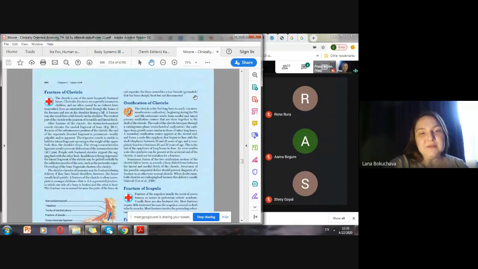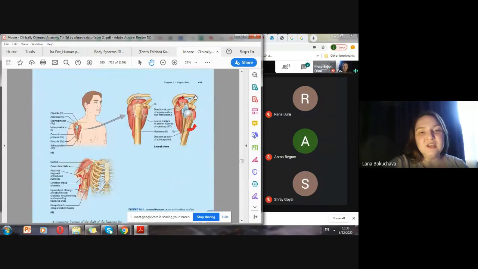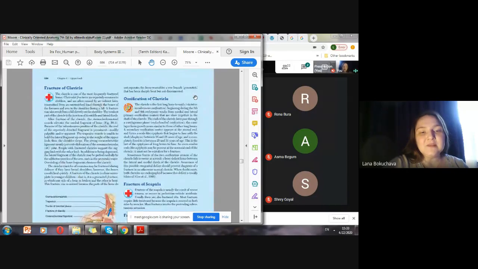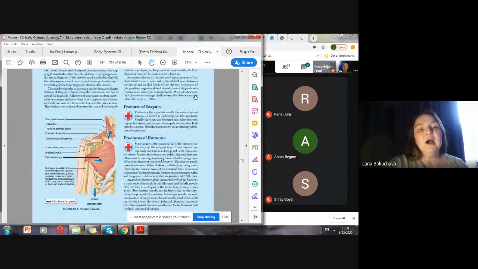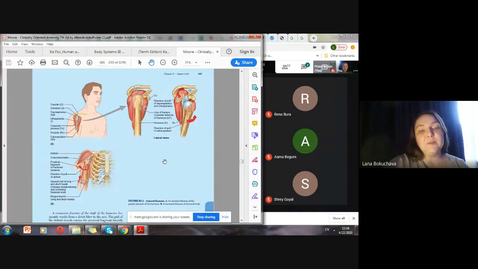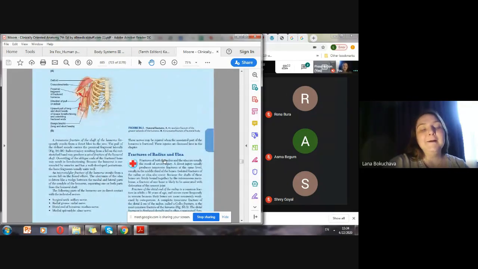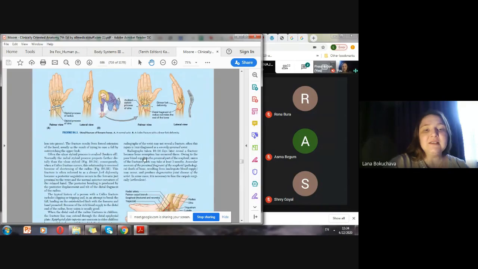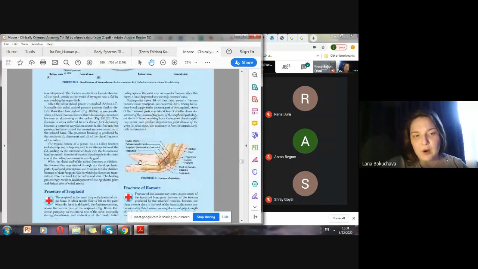Bones of the upper limbs, here is the ossification information, but then comes the part on fractures. To be honest, I want you to go through the fracture of the scapula and the fracture of the humerus as part of your homework. Also the fracture of the radius and ulna. I'm not asking for it by tomorrow, I'm asking for it by next Wednesday.